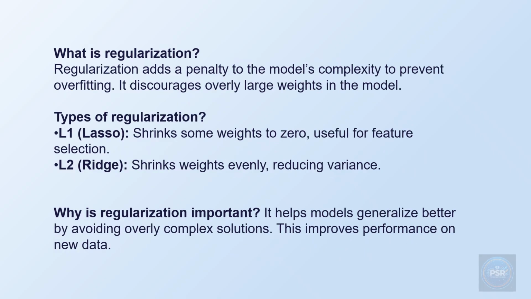What is regularization? Regularization adds a penalty to the model's complexity to prevent overfitting. It discourages overly large weights in the model. Types of regularization: L1, lasso, shrinks some weights to 0, useful for feature selection. L2, ridge, shrinks weights evenly, reducing variance. Why is regularization important? It helps models generalize better by avoiding overly complex solutions. This improves performance on new data.